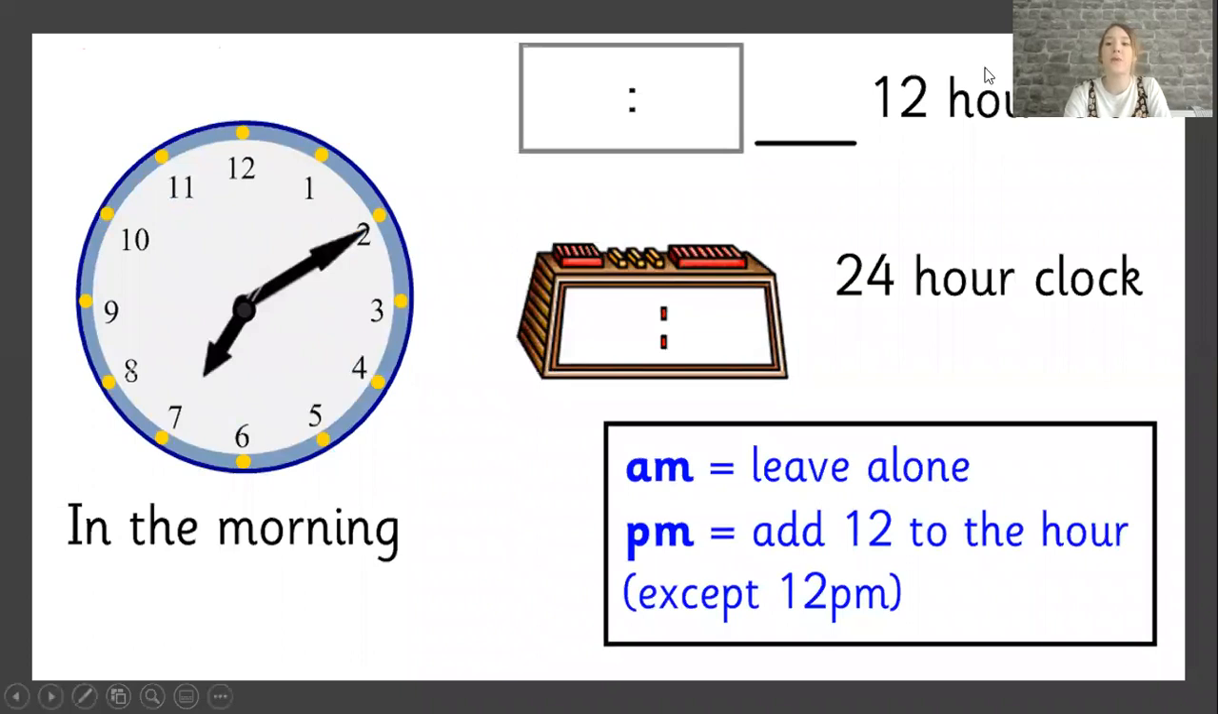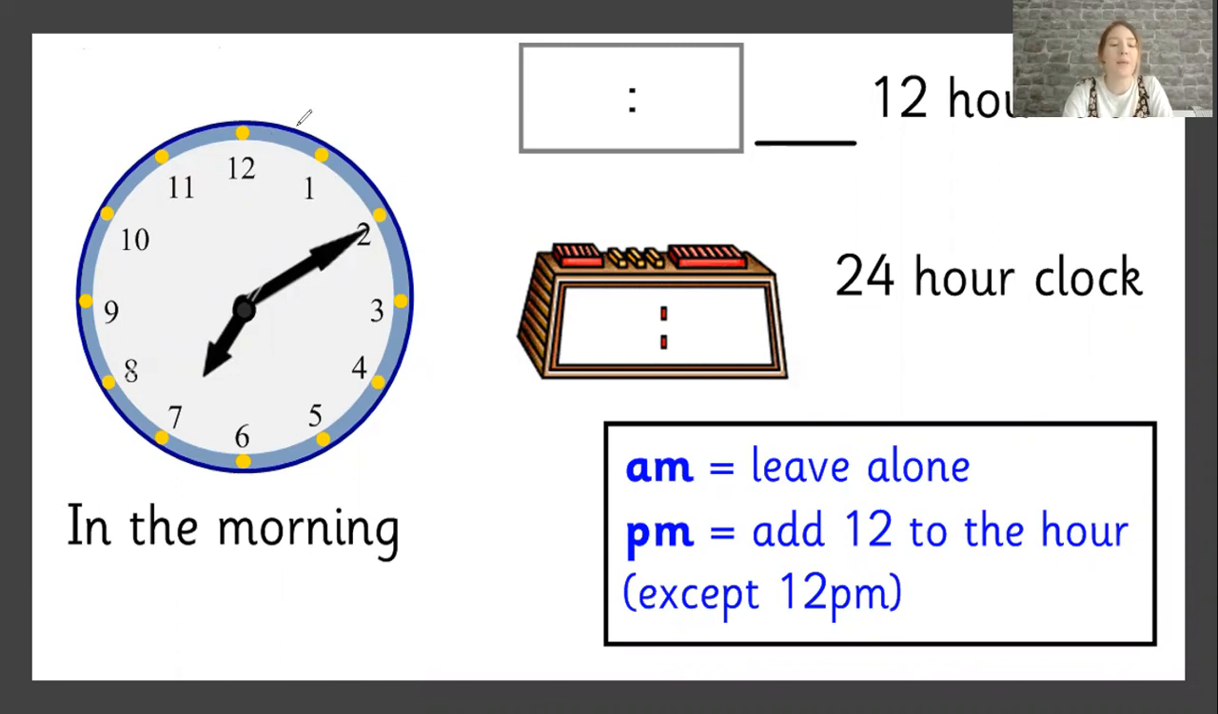Okay, so this one, our 12-hour clock, let's move across. 12-hour clock, we have got our pen. Okay, so now it's in the morning. So what do you think? Before I tell you, have a little guess. Do we need to add 12 hours or do we need to just leave it alone if it's in the morning? Let's have a think about that.